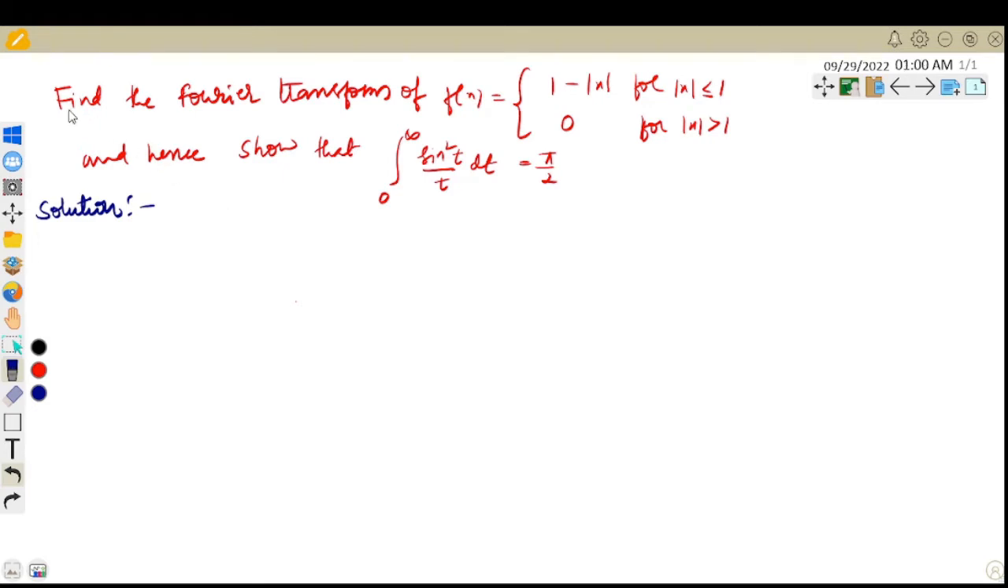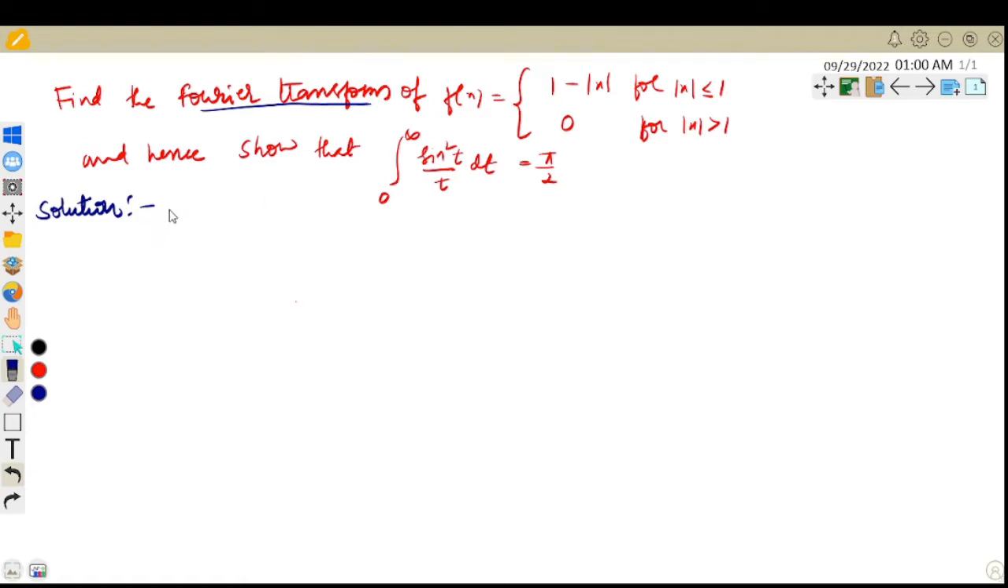In this video, we're going to discuss one more example based on Fourier transform. In the last video also we have discussed Fourier transform of a function. So this is a similar kind of example which we have already solved in the last video. Here we are going to use both Fourier transform as well as inverse Fourier transform. Okay, let's go step by step.